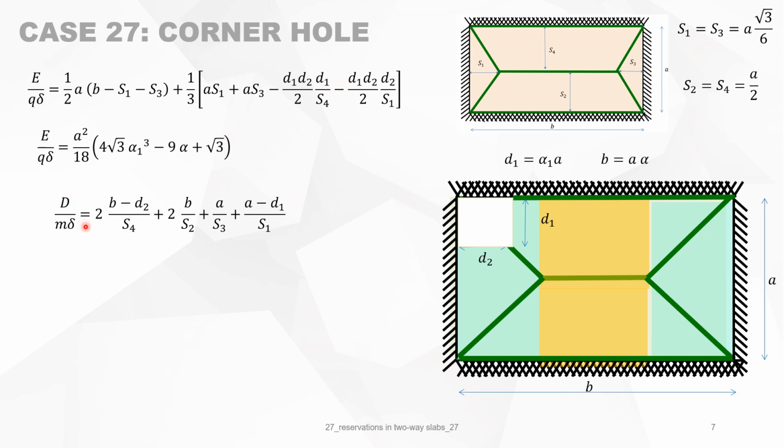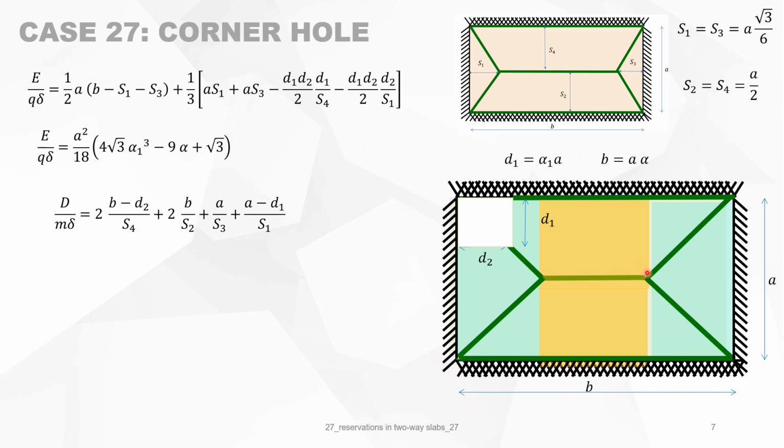The work done by the internal forces is the bending moment projected to this axis of rotation, which is m times b minus d2, and the angle of rotation is delta over s4. Then we got this line. It's also the same. In fact, if you project it to this axis, it's from there to there. You got b minus d2 divided by s4. So that's why there's a 2.